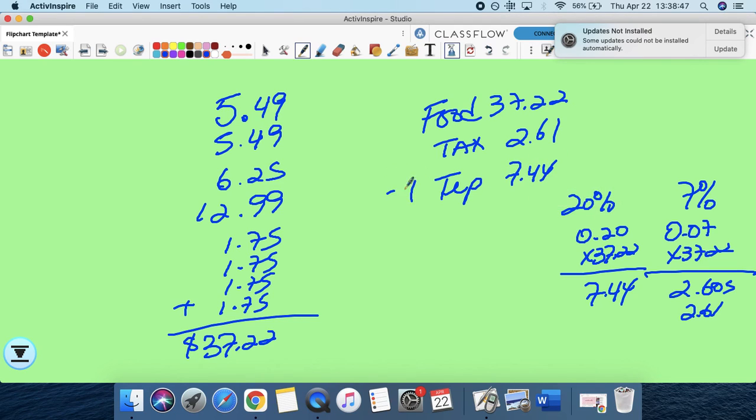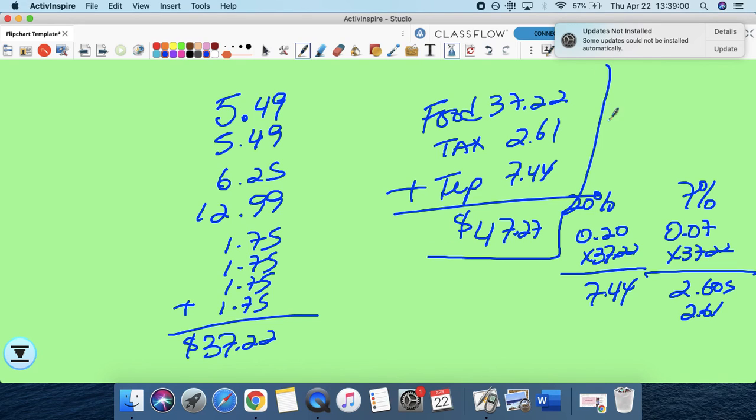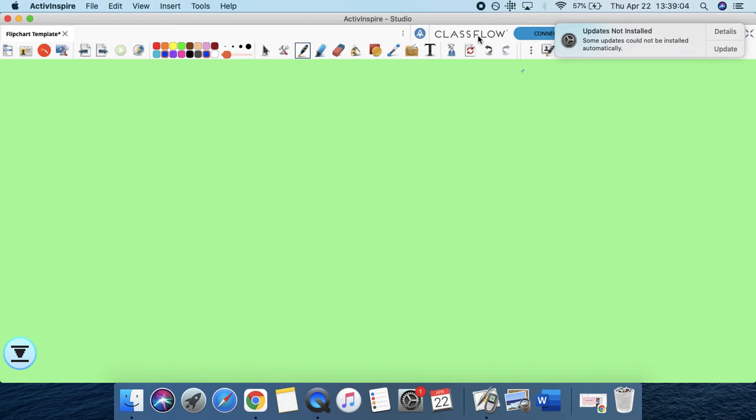So, nada más falta sumar. So, we're going to go 37.22 plus 2.61 plus 7.44. The total, $47.27. Aquí está el total. Okay. All right, 20, I'm going to skip.